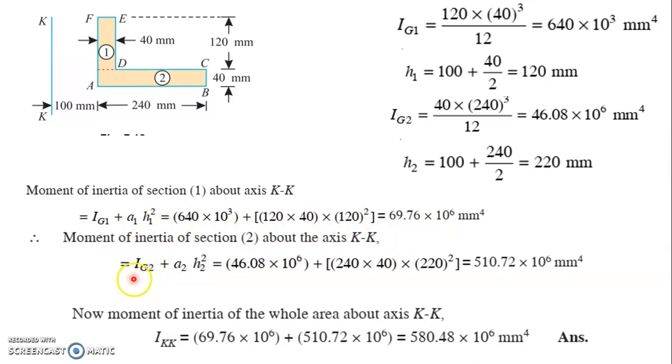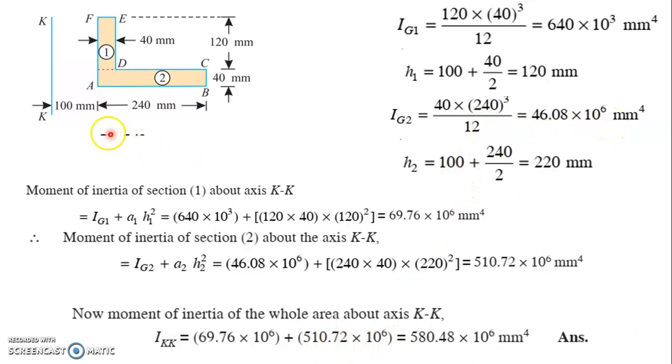Ig2 is again breadth into depth cube. So this is the axis, and for the second section, the side of 40 mm is parallel to the axis, which will be the breadth, and the 240 mm is perpendicular to the axis, which is taken as depth. So breadth into depth cube, 40 into 240 cube by 12, will give the moment of inertia of this section.